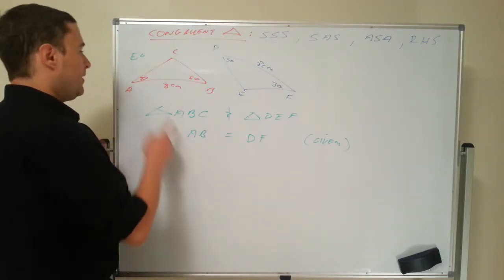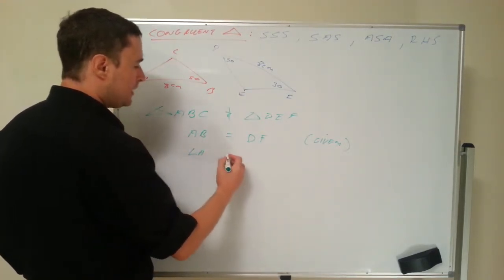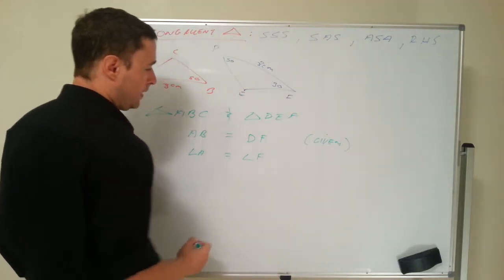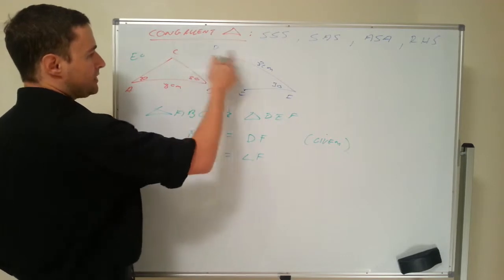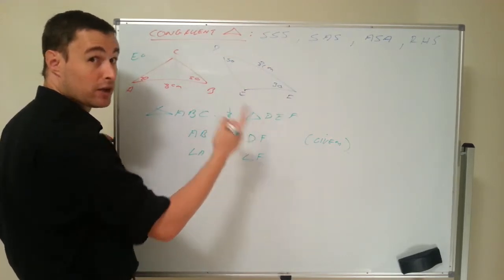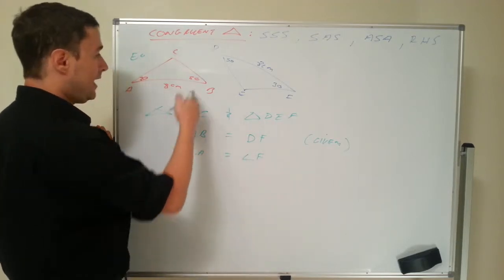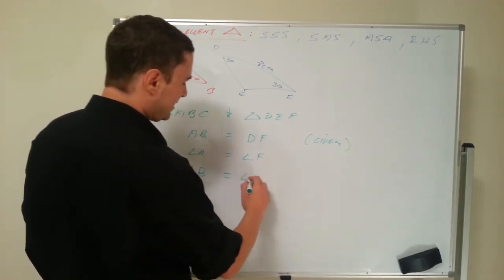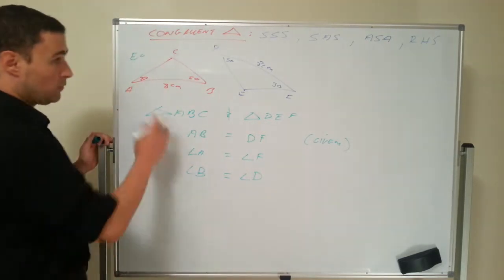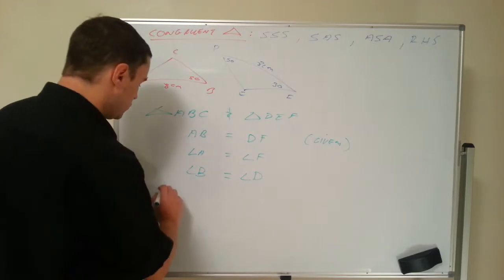Now, angle A is equal to angle F. Or you could do angle BAC is equal to angle DFE, depending on how strict you are required to be with your proof. Lastly, angle B is equal to angle D. Also given.